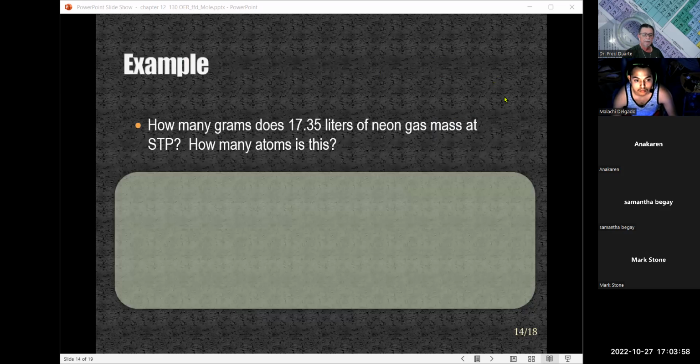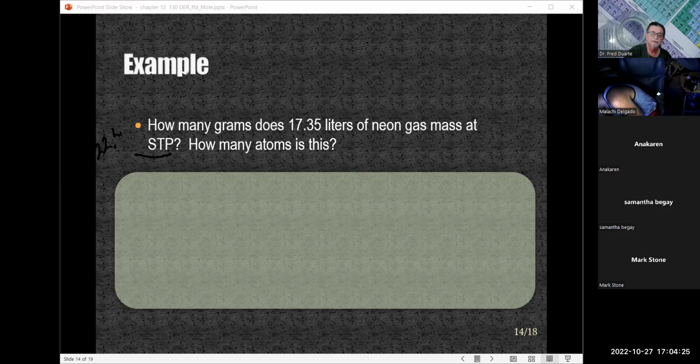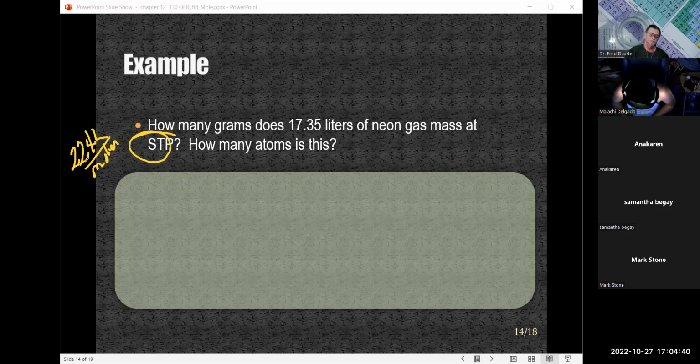All right, so for example, here they're asking you, how many grams does 17.35 liters of neon gas mass? So basically, if I have 17.35 liters of neon gas, what is its mass, if you are at STP? So here's the thing. We are at STP. We can write down 22.4 liters. The fact that we are at STP tells you we can use this ratio for a mole.